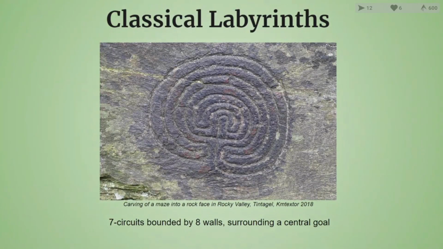The classical labyrinth has 7 circuits bounded by 8 walls, surrounded by a central goal. And this image is 2,000 years old. Well, the picture isn't, but the carving is. Great resolution 2,000 years ago. Yeah, spot on.